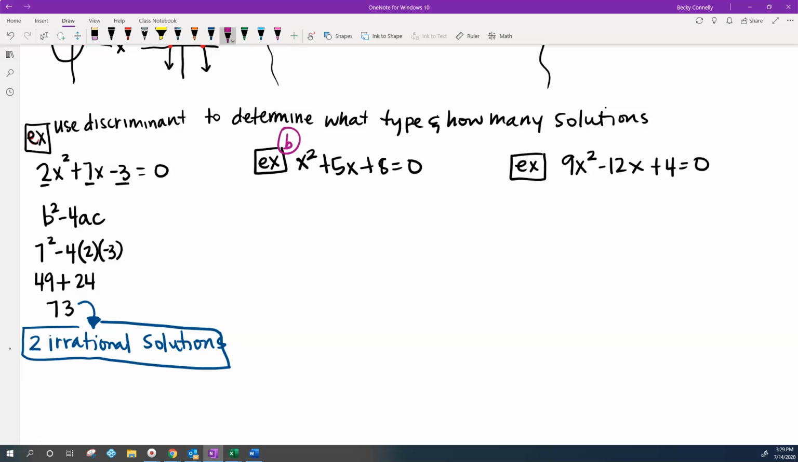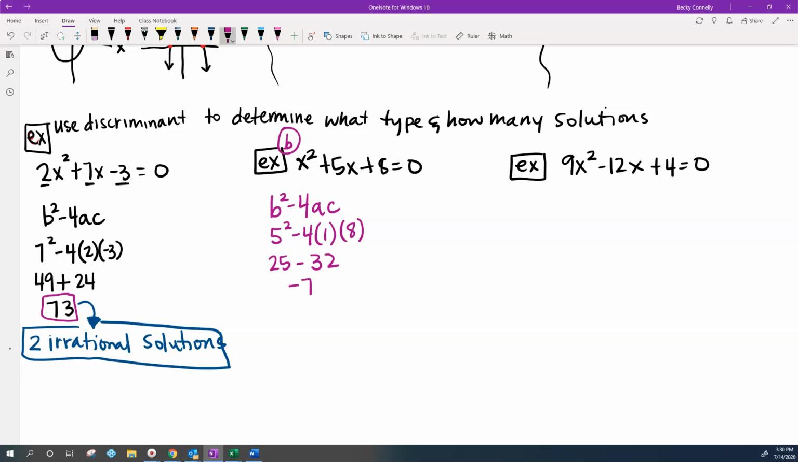Put into the chat the numerical answer, like we came up with 73 on this one. What numerical answer did you come up with? So it was -7. Let's double check and make sure everybody is good on that. When we do b squared minus 4ac, our b is 5. So 5 squared minus 4 times 1 times 8. So I get 25 minus 32, and that gives me -7.